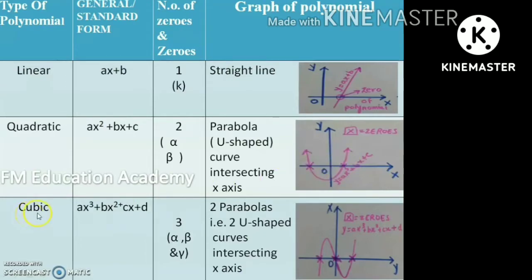Similarly, what is the standard form of a cubic polynomial? Ax cube plus bx square plus cx plus d. As the degree is 3, it will have 3 zeros, alpha, beta and gamma. Okay, now in this we will have two parabolas in case of a cubic polynomial. This is my one parabola and this is my another parabola. Okay, the shape can be anything, but just remember that it should have two parabolas. Parabolas are nothing but U-shaped curves.